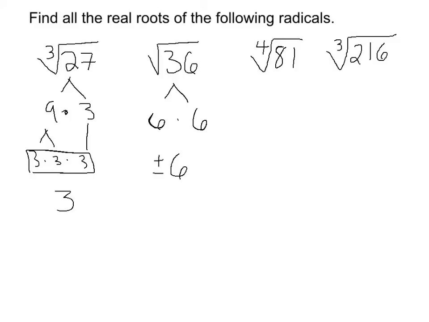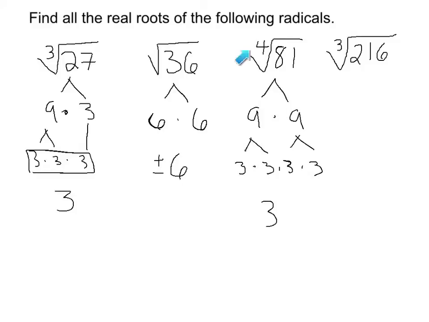If we look at the fourth root of 81, our next example, what number times itself 4 times will give us 81? If we factor out 81, first I'm going to do 9 times 9, and then each of these 9s can factor out to be 3s. So notice now I have four 3s. The fourth root of 81: 3 times 3 times 3 times 3 will give me 81.